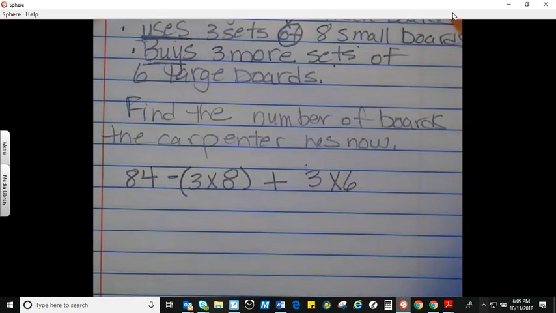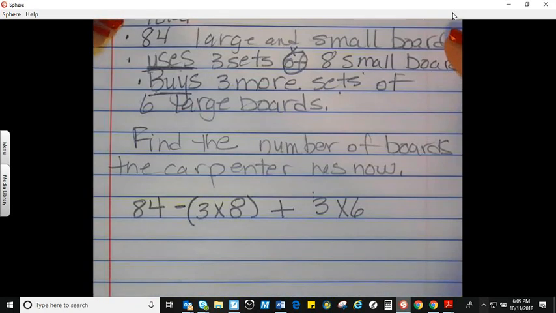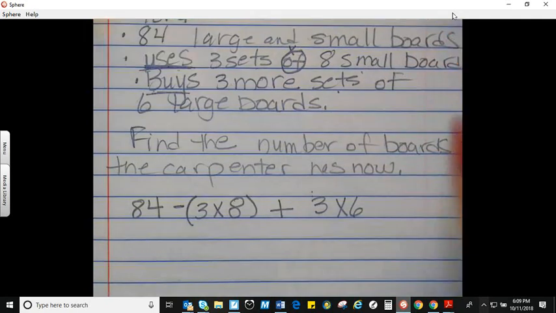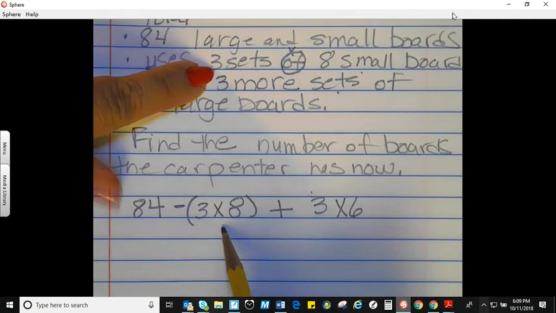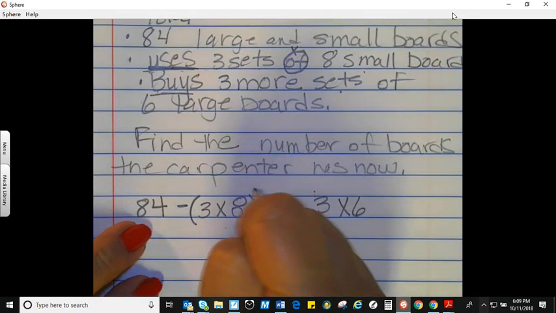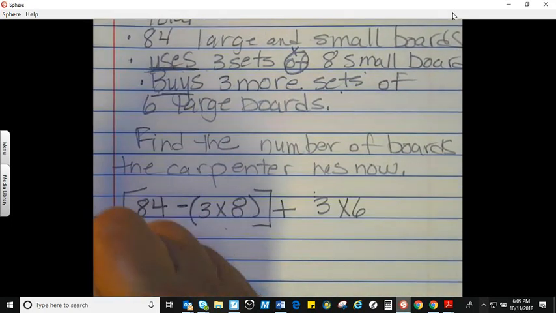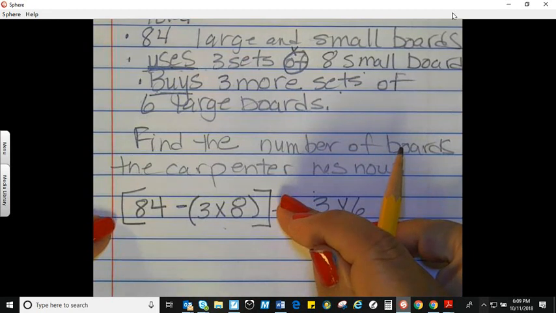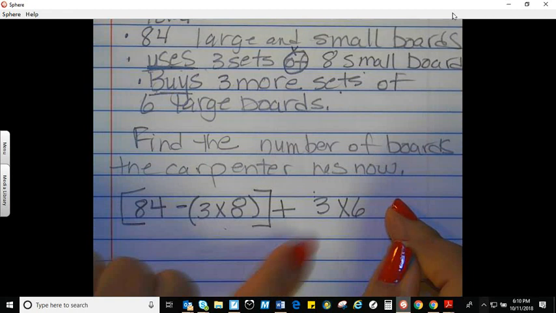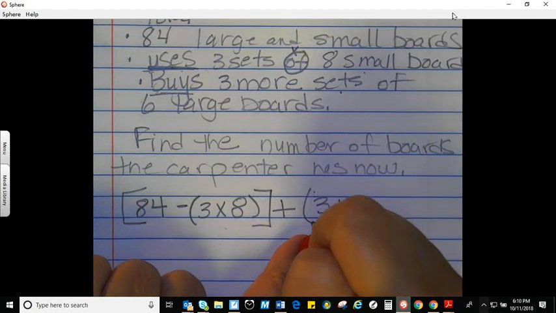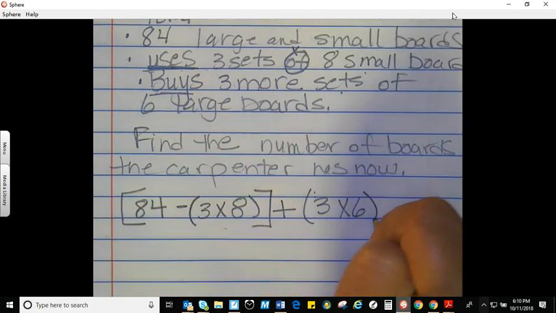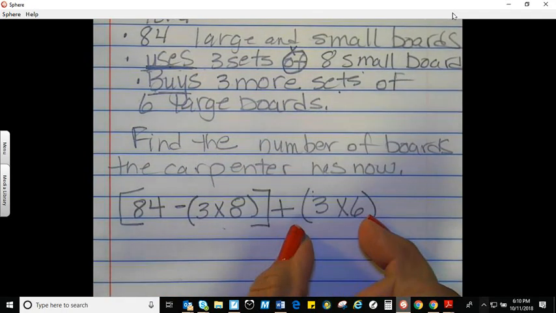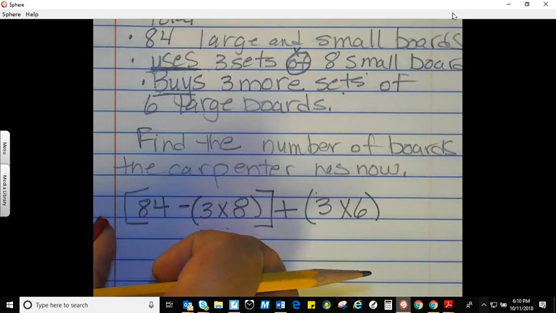Here's what he does first. He starts off with a total of 84 boards, right? Both large and small. He's going to use the 3 sets of 8, and that's what we have here. So we're going to put brackets here to show this is one part of the story. The next one, he says, well, he's going to buy 3 more sets of 6. So now we can add in 3 more sets of 6. So we'll have to multiply this out before we end up adding it in.